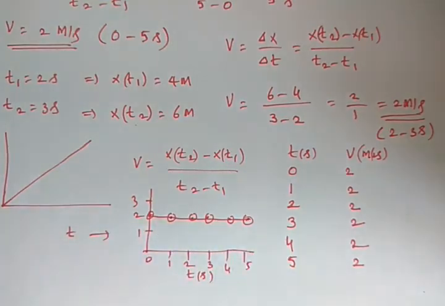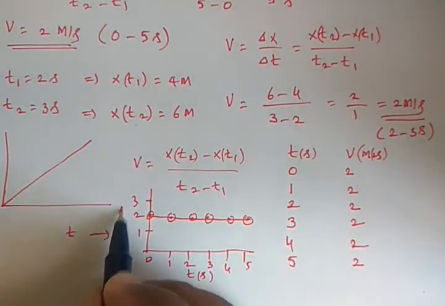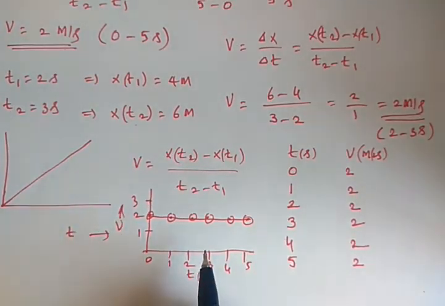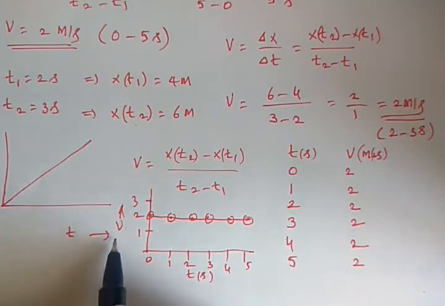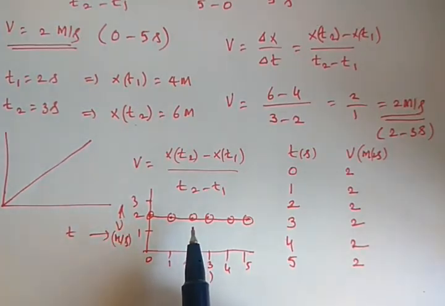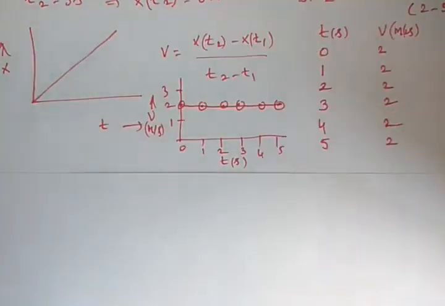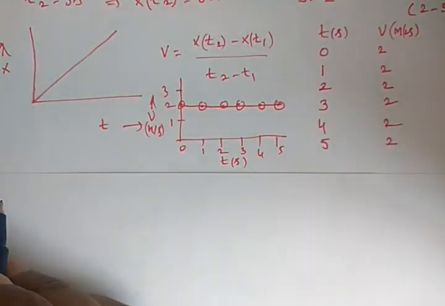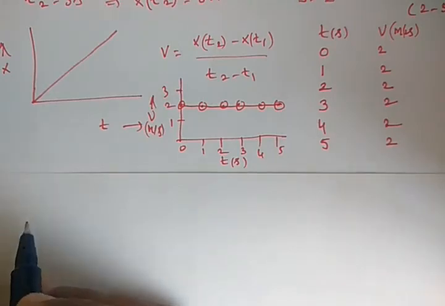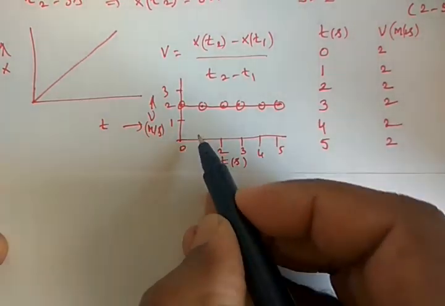So it means the velocity of the body is constant. This is velocity, in terms of meter per second. The velocity of the body is constant with time. Then we say the body is moving with a uniform velocity. And in general, velocity may change.